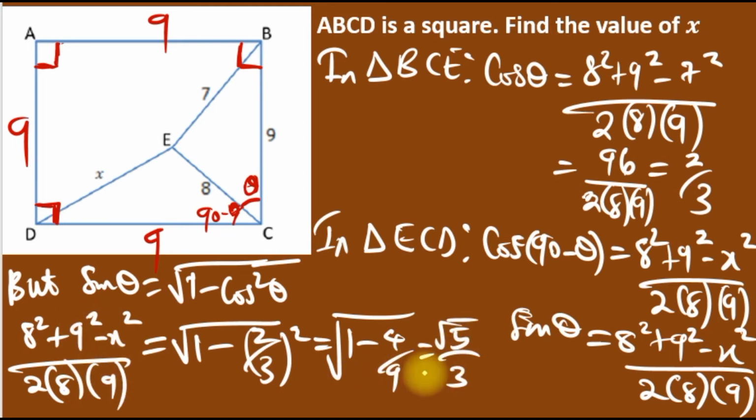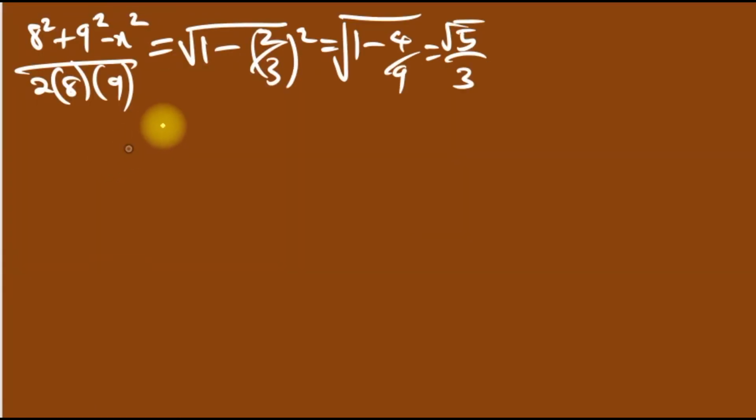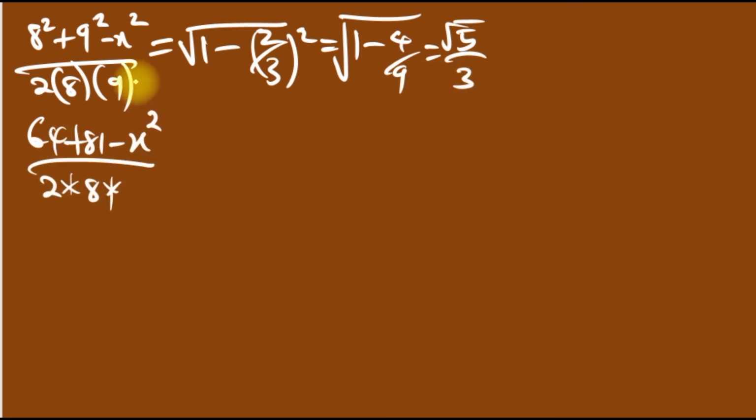So we are solving this equals this, so we'll continue. Looking at this, we are saying that this equals this now. As you can see, 3 is here. So 3 gone. So we have 8 squared is 64 plus 81 minus x squared over 2 times 8, 3 gone here. So we are left with 3, which is root 5. So 2 times 3 is 6 times 8 is 48. So 48 goes here times root 5, that's 48 times root 5.